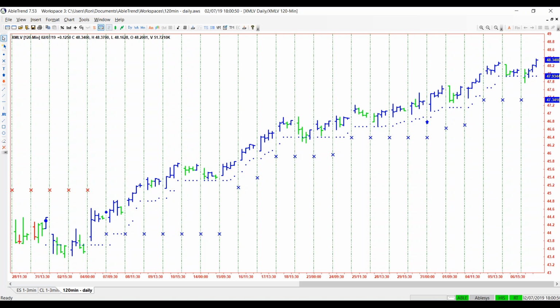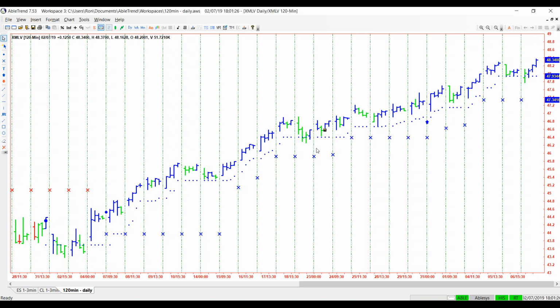I like that 120-minute daily chart, especially for swing trading stocks only, not for futures. It's going to work real well. And we use AbleTrend TS on the lower time frame. We use AbleTrend 3 on the higher time frame. When we use intraday charts, 1 minute, 3 minute, or any intraday charts, we always use TS on both time frames. But when we start to get into daily or higher, we use AbleTrend 3 on the higher time frame. And this works really well.